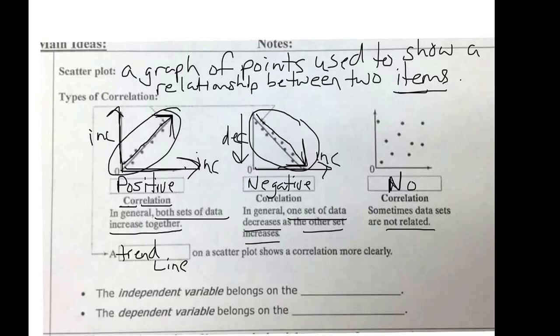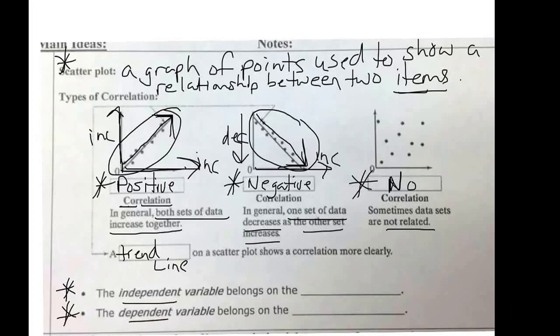Here are two more important vocabulary, and all of these are important vocabularies. You're going to put these in your vocabulary section when we get back to class on Wednesday. All of these things with the asterisk beside them are going to go in there. The independent variable, and then we have the dependent variable.